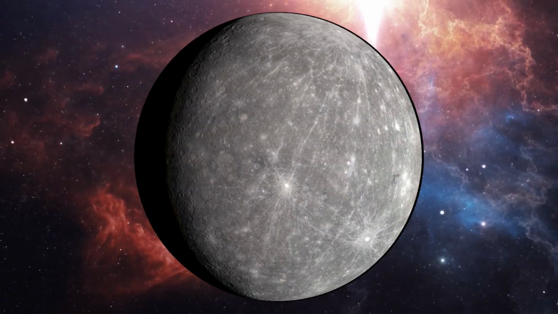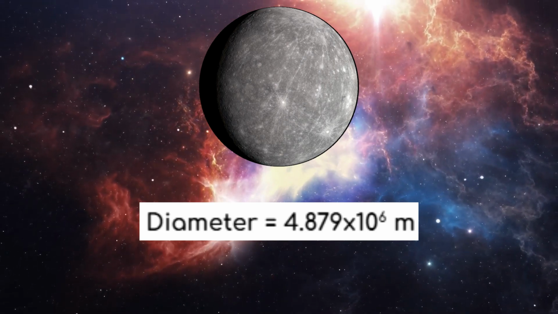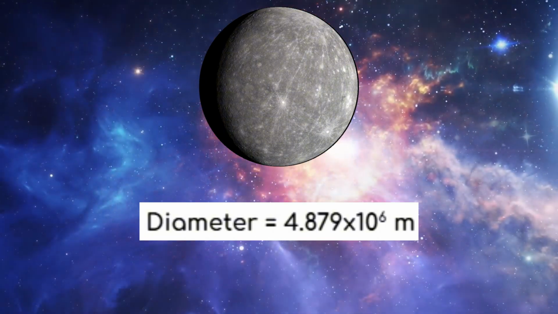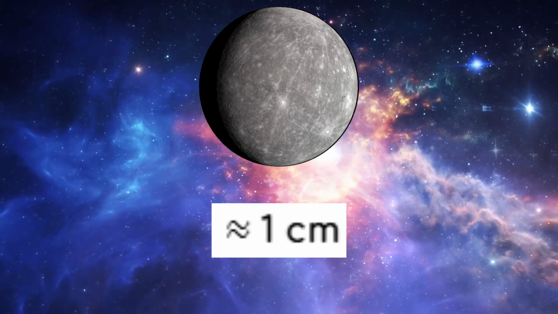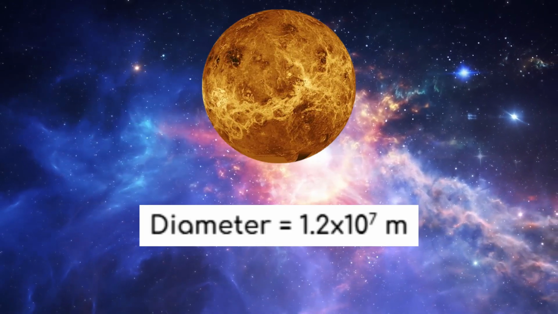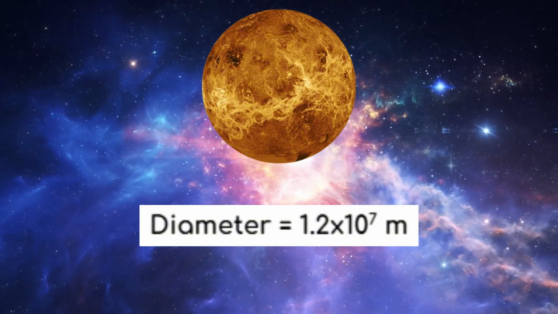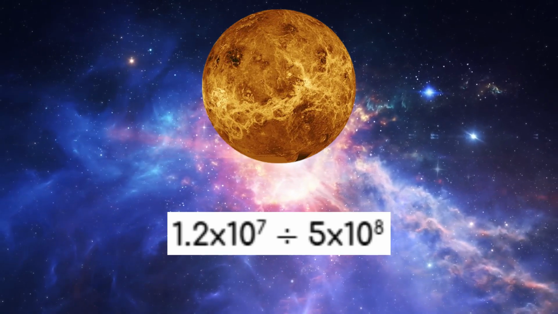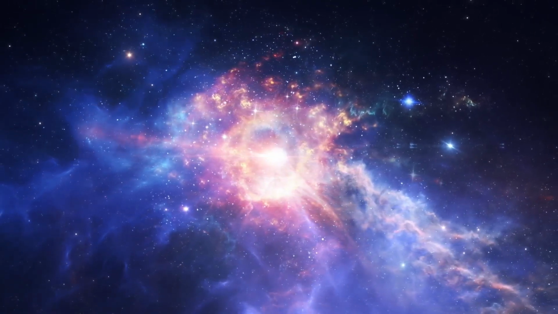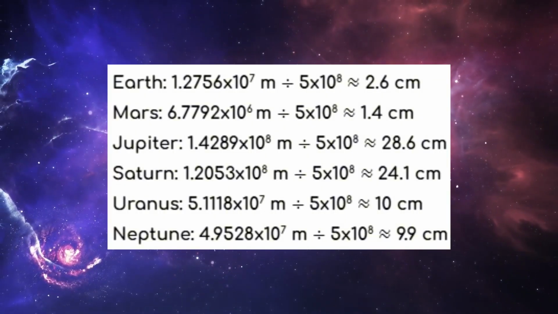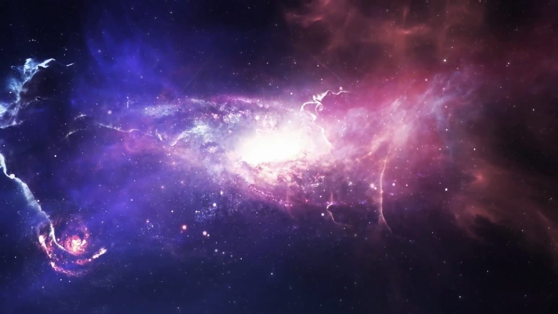Mercury's diameter is 4.879 times 10 to the 6th power meters. So when we shrink it, we do that divided by 5 times 10 to the 8th power, which is equal to around 1 centimeter. For Venus, the diameter is 1.2 times 10 to the 7th power meters. So again, we divide that by 5 times 10 to the 8th power and obtain 2.4 centimeters. Finally, we are going to show you the remaining planets' diameters for the models. Feel free to pause.